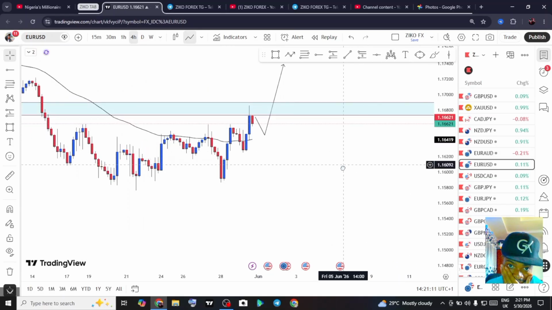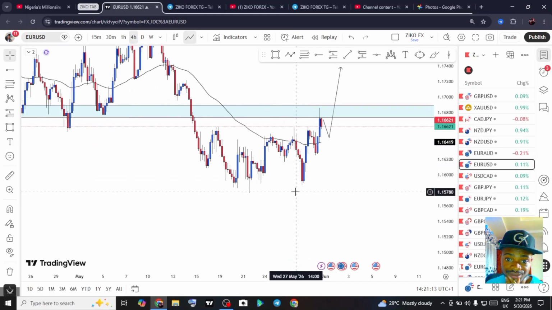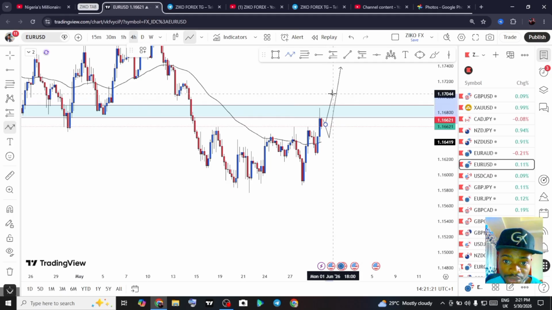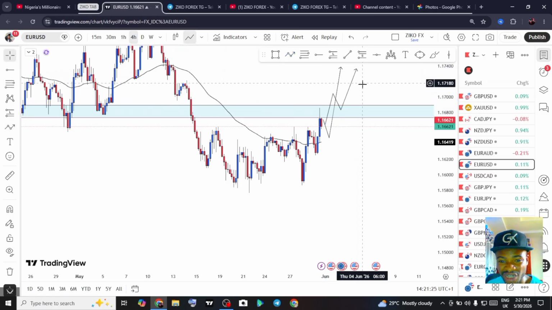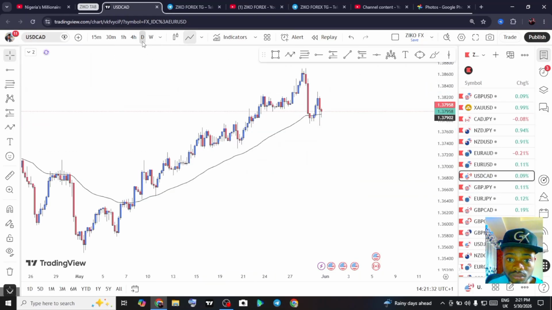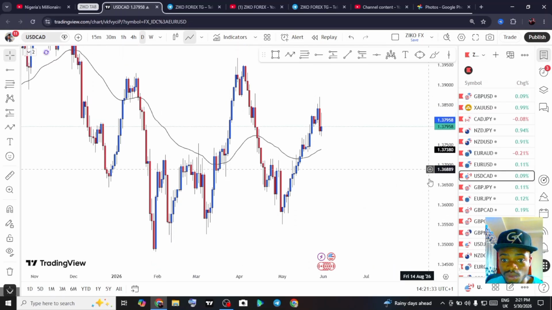Hmm. I don't even know what this market is supposed to do now. Or are we supposed to wait for a break? I think we're supposed to wait for a break, retest, and engulfing to actually buy. I don't like it. I'm thinking too much. Next pair, USD CAD. Let's see what we have.